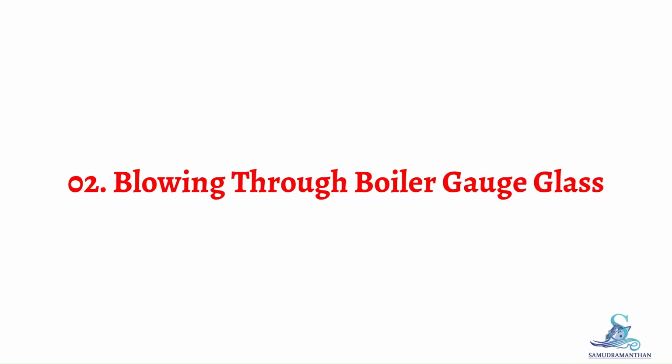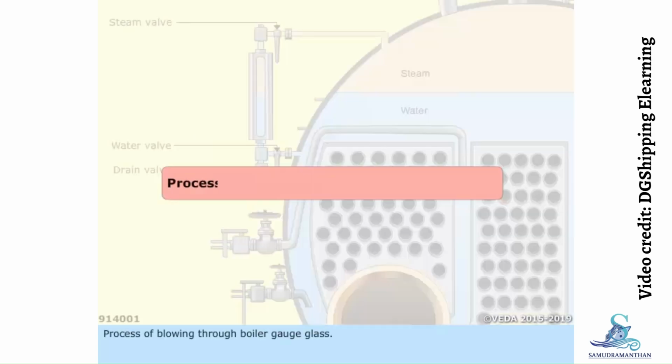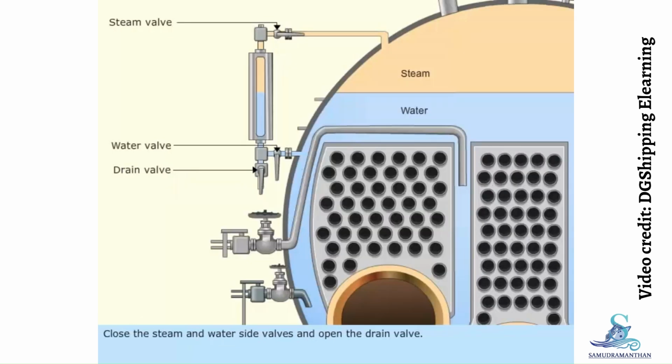Topic 2: Blowing through boiler gauge glass. Process of blowing through boiler gauge glass. Close the steam and water side valves and open the drain valve. Blow through the steam side by opening the upper steam valve for a few seconds, then close. Blow through the water side by opening the lower water valve for a few seconds and close. Close the drain valve.